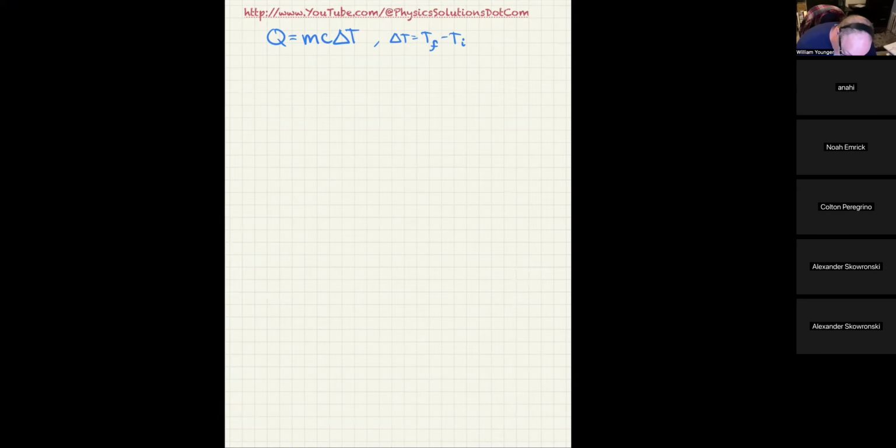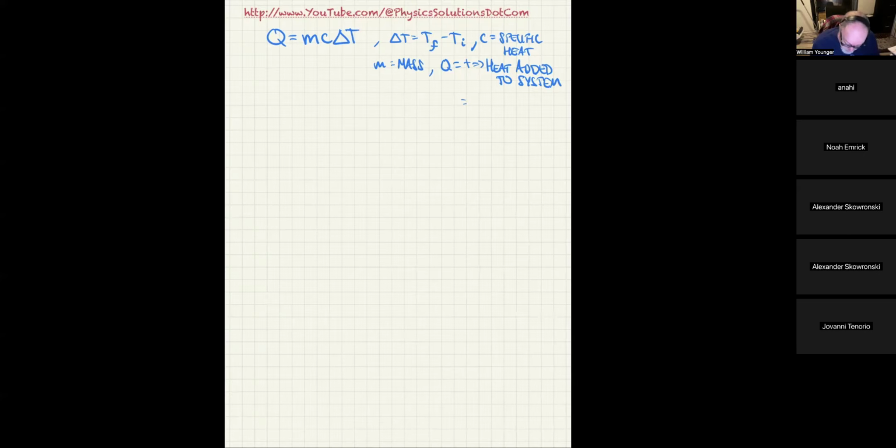C is the specific heat. Q is just heat, and heat is the transfer of energy from one object to another. It's positive if heat is going into the system you're studying, and it's negative if heat is lost from the system.